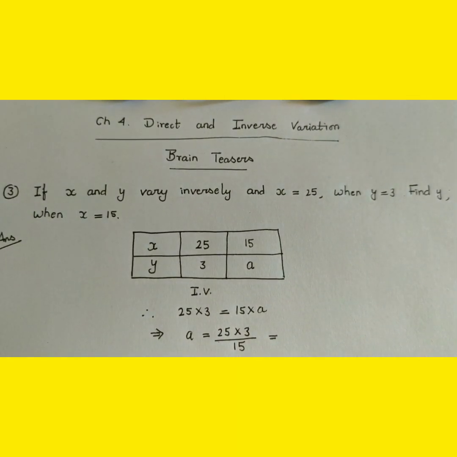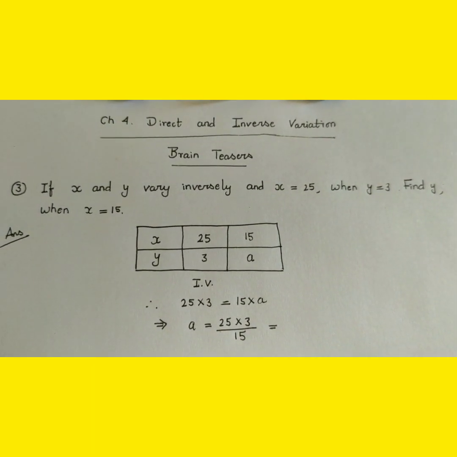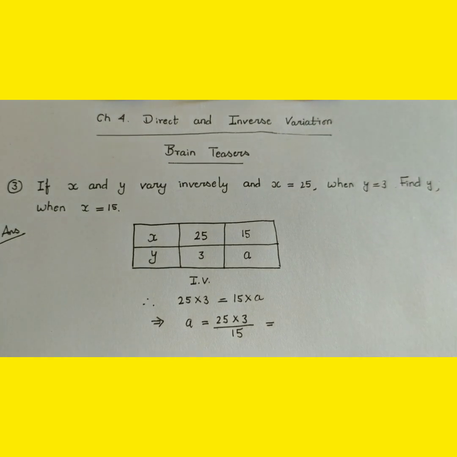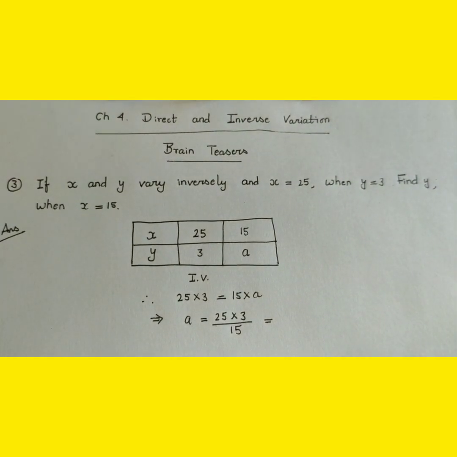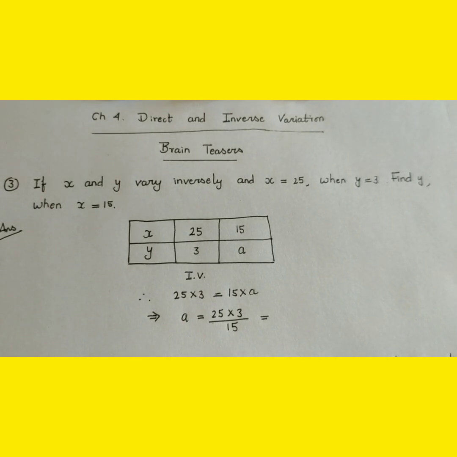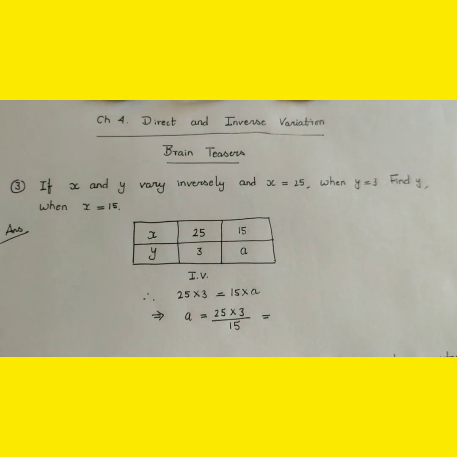Now question number 3 of Brain Teasers, chapter 4, direct and inverse variation. Third number is, if x and y vary inversely and x is equal to 25 when y is equal to 3, find y when x is equal to 15.